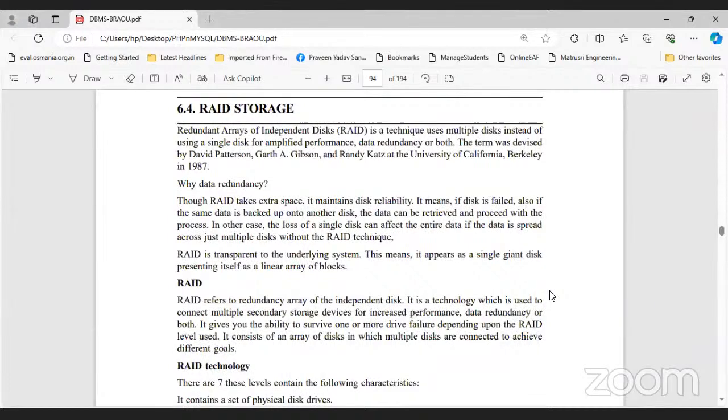Next one is the RAID storage. Redundant Arrays of Independent Disks. RAID refers to the redundant array of independent disks. It is a type of technology which is used to connect multiple secondary storage devices for increased performance. We already discussed some secondary storage devices. So we are grouping those secondary storage devices into one group to increase the performance and to avoid data redundancy.